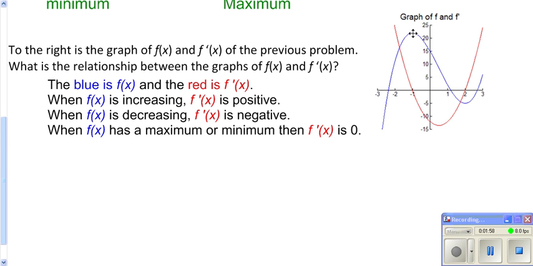When your blue graph is decreasing, going down as you go to the right, the corresponding x values on the red, the derivative, are negative, meaning below the axes.